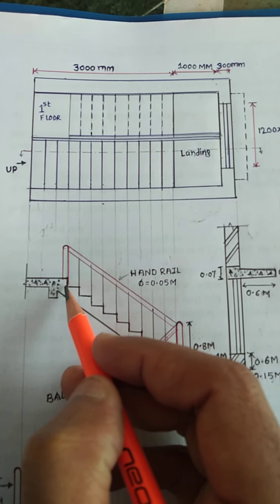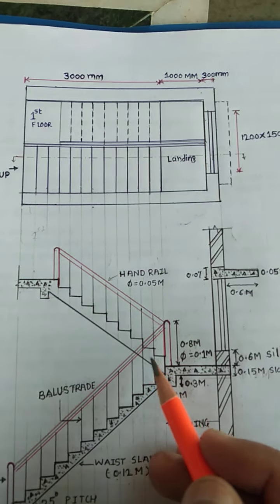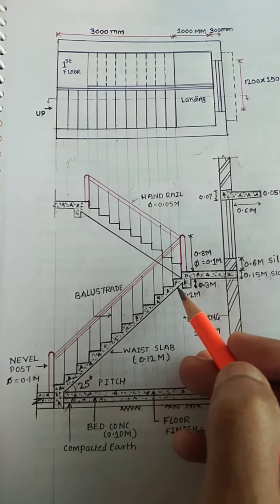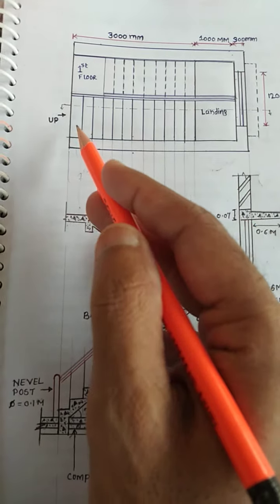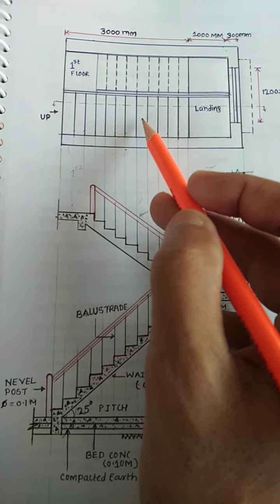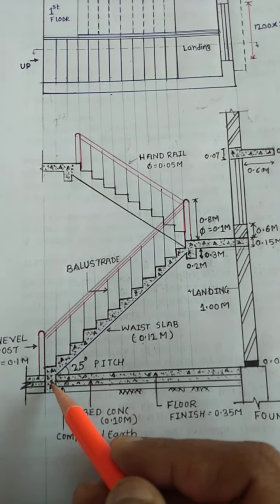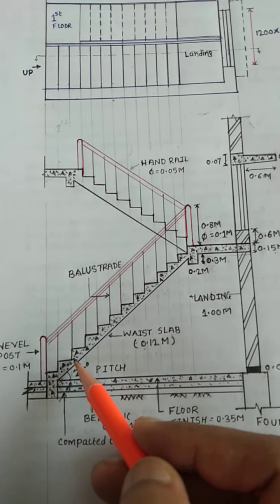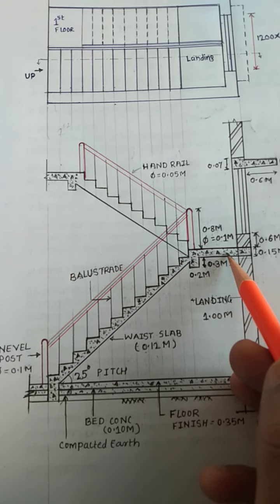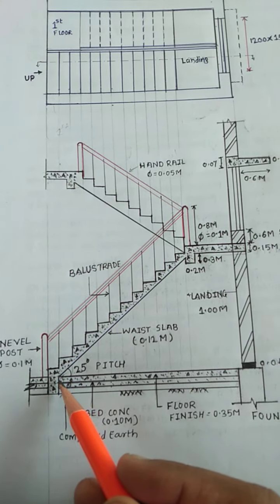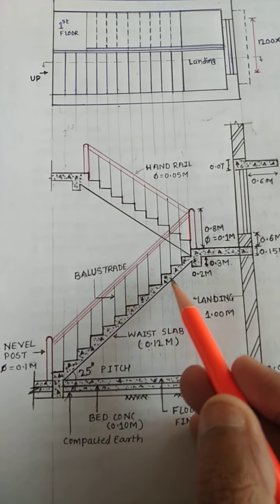Okay, same procedure. Then as I said earlier, the section line is passing through only one flight. Okay, that's why the concrete portion is shown in one flight only. Okay, and that's why the concrete is shown over here.